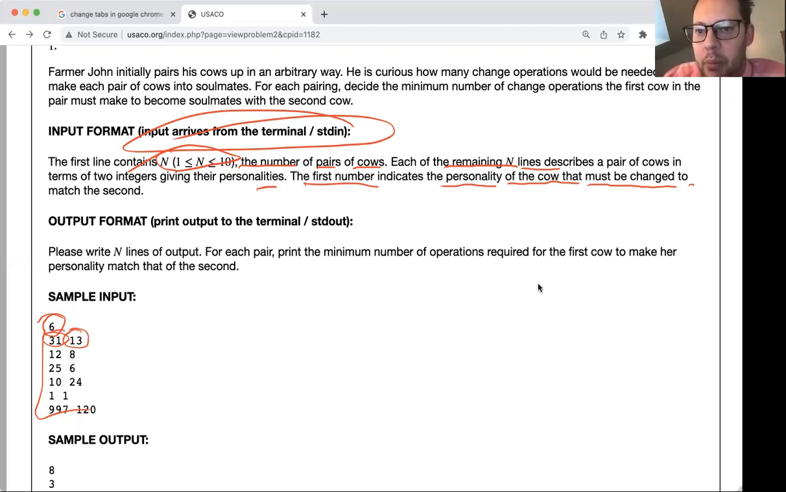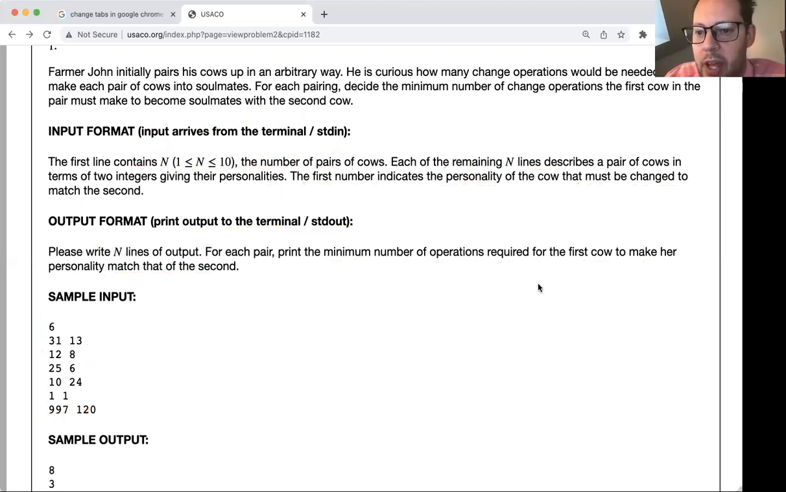Output format, printing to the terminal standard out. So we just print it to the screen. Please write n lines of output, 1 for each one of those. For each pair, print the minimum number of operations required for the first cow to make her personality match that of the second. And minimum makes sense because there's no maximum. You could always just keep dividing by 2 and adding 1 and loop that infinitely. But we're trying to find the shortest path between A and B.